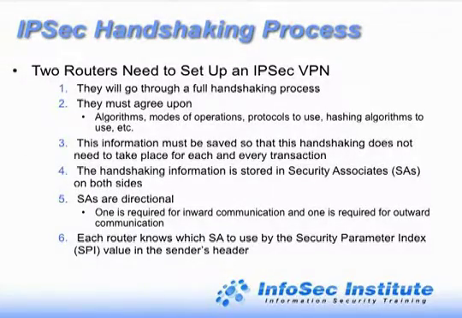Okay, IPsec handshake process. Two routers need to be set up basically with IPv6 or IPv4 using IPsec. What ends up happening is they will go through a full handshake process. They must agree upon what algorithms, modes of operations, protocols, and so forth to use. And then this information must be saved so the handshake does not need to take place for every transaction. The handshake information is stored in the SA, the security association, on both sides.